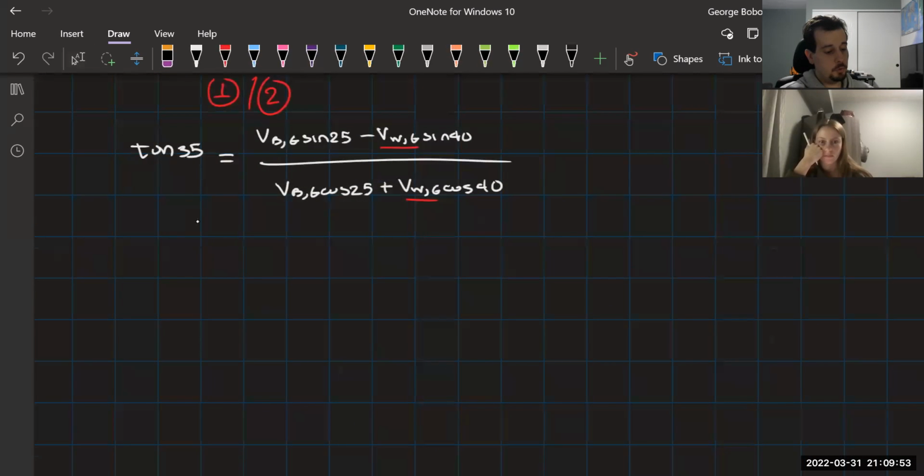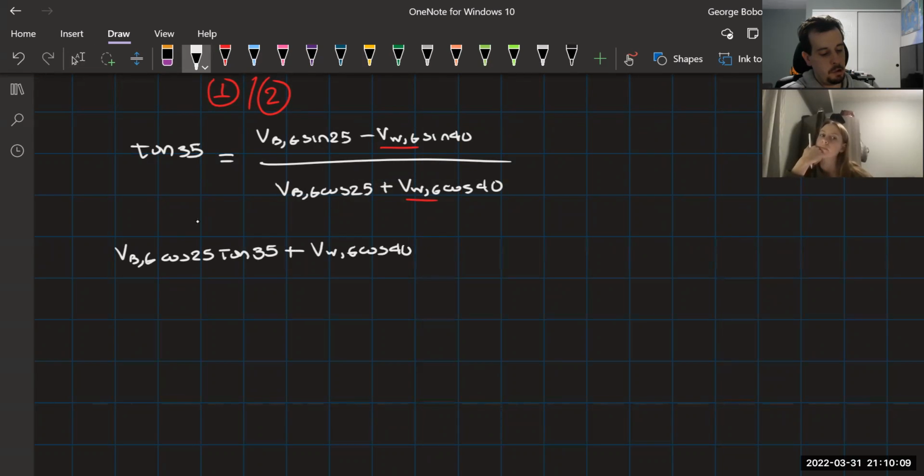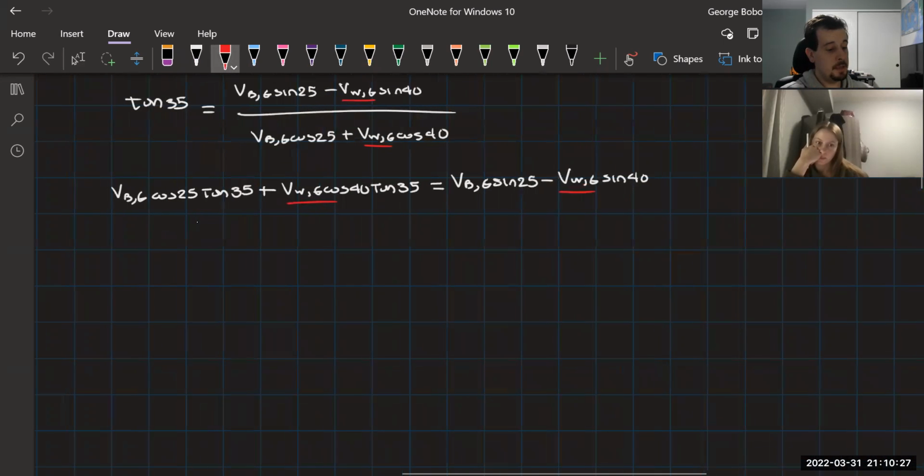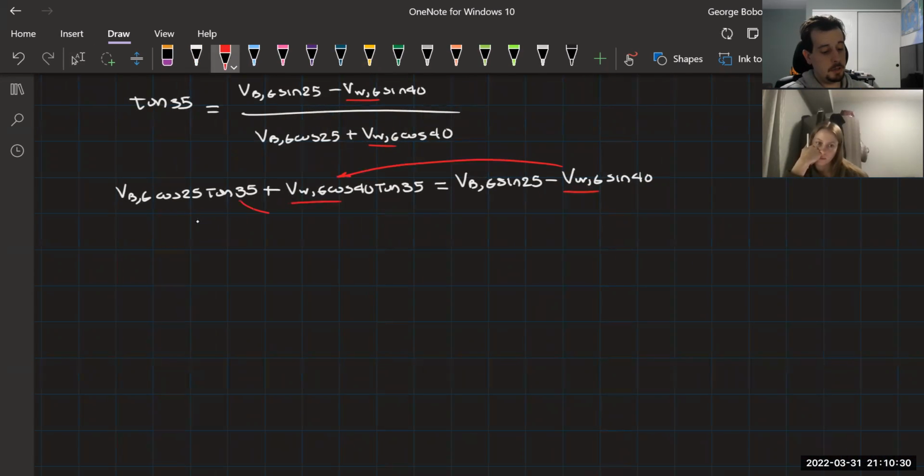Okay, we can do it real quick. VBG cos 25 tan 35 plus VWG cos 40 tan 35 is equal to VBG sine 25 minus VWG sine 40. Highlight the unknowns, bring them together. So I'm going to do this moving there and this moving here.